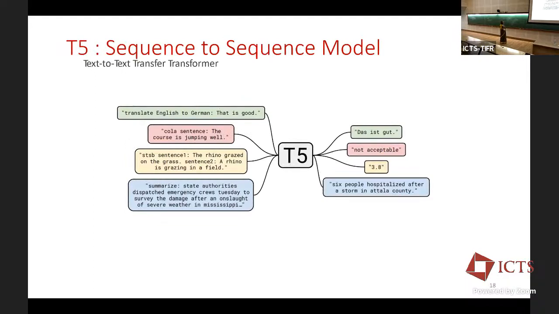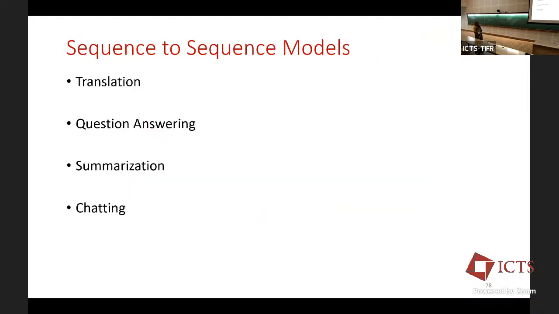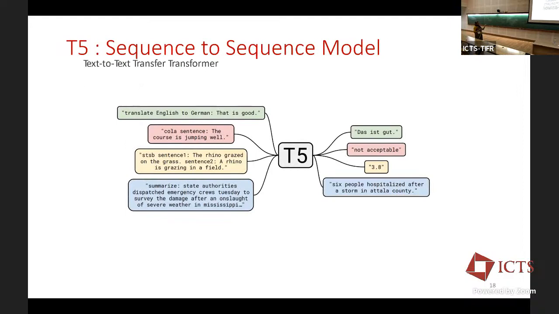I talked about the third type of model, which is the encoder-decoder model. For example, one of the examples of such models is the T5 model or BART model. They are trained on multiple tasks, which have the encoder-decoder part. For example, question answering, machine translation, text summarization, chatting or conversational systems, and so on.